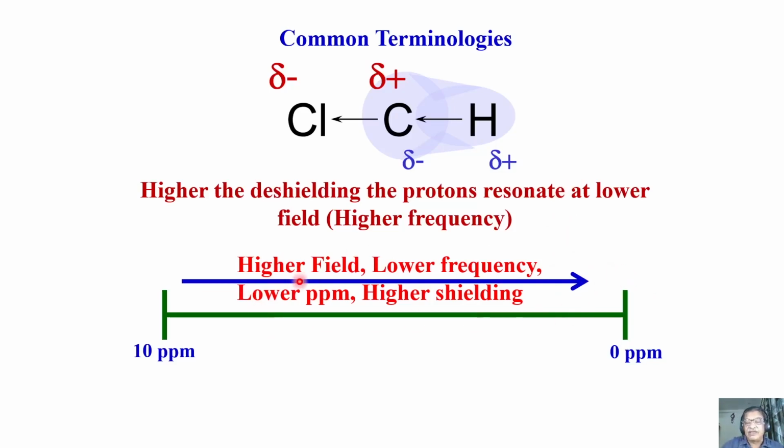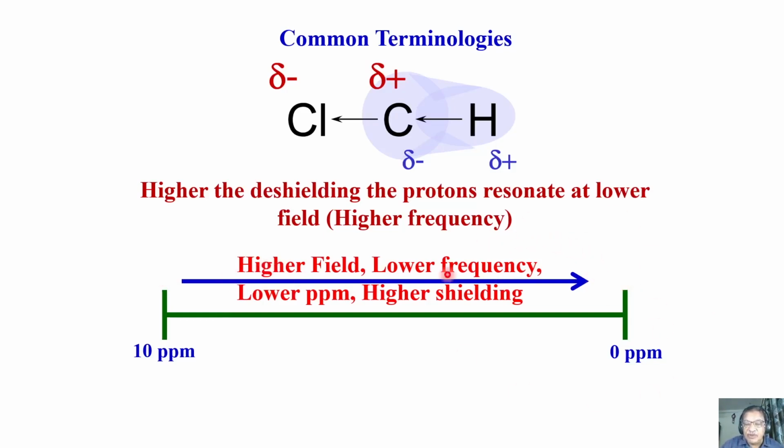Also it means higher shielding. If I say a proton is highly shielded, it comes close to this side, near 0 ppm or somewhere in this region. So if a peak is coming here, let us say chloroform is here and acetonitrile is here, that means chloroform is less shielded than acetonitrile. So remember this point. As you go from the left side to the right side of the spectrum, I'm covering the range from 0 to 10 ppm.